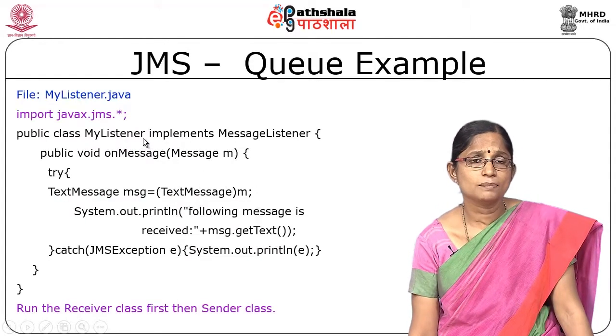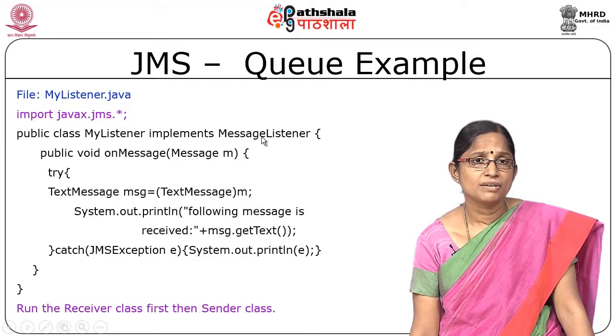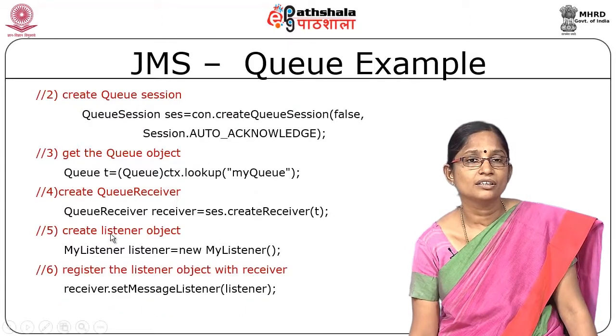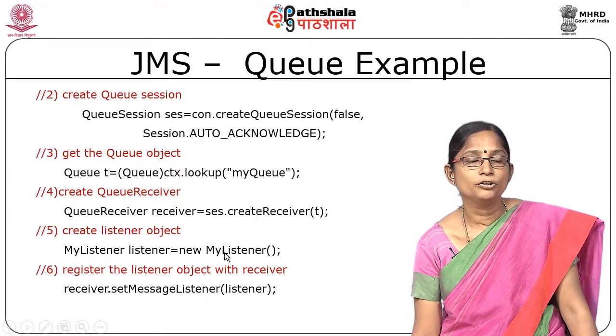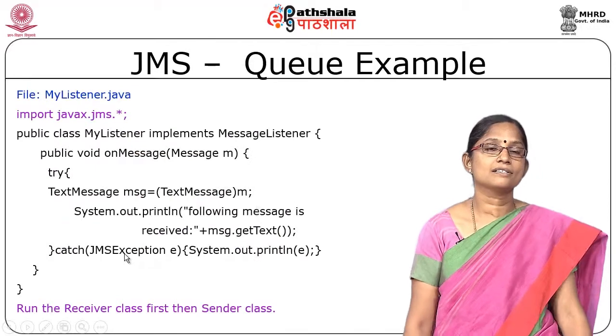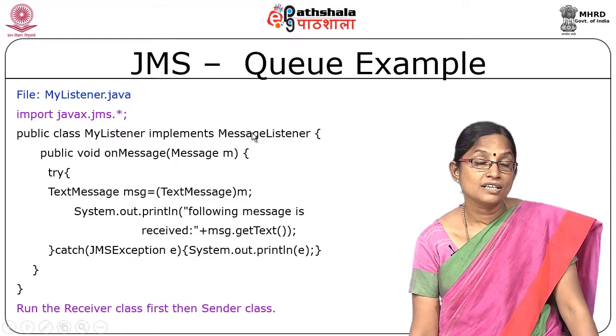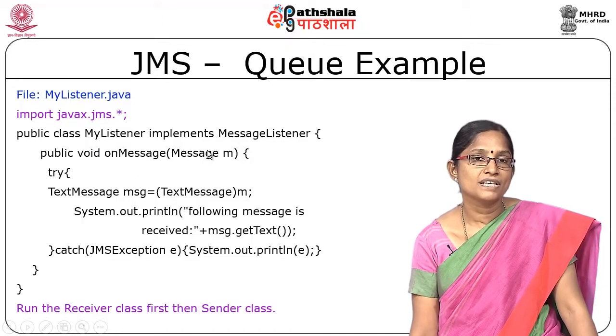That we can see here: public class MyListener implements MessageListener. This is the object that we have created here: myListener is equal to new MyListener(). So, we are going through the implementation of the MyListener class. This implements MessageListener. The MessageListener interface consists of a method called onMessage. So, that onMessage has to be implemented here: public void onMessage(Message m).